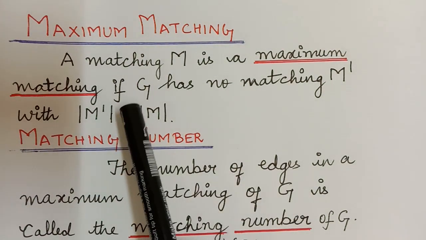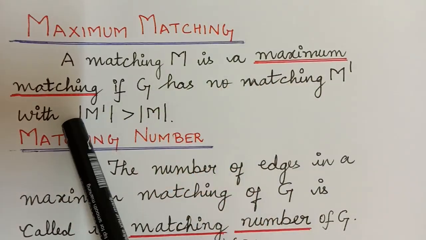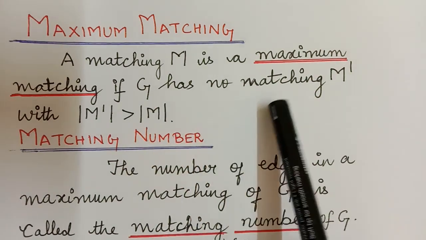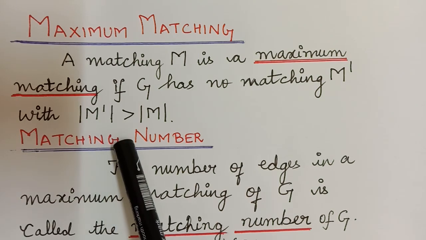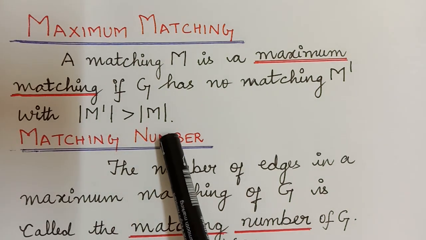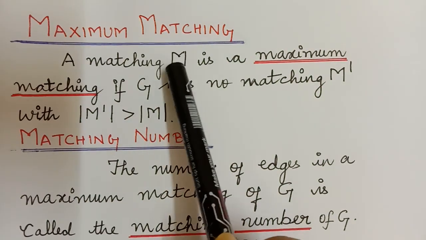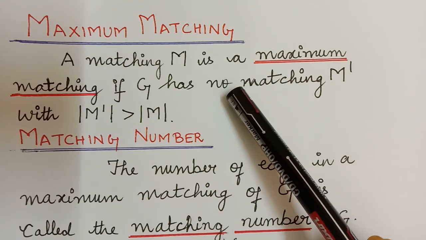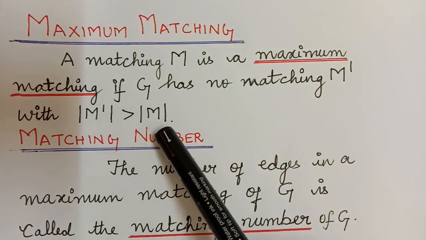Let's get started. A matching M is a maximum matching if G has no matching M' with |M'| greater than |M|. That is, in the graph G, the matching M will be said to be a maximum matching if there is no other matching whose cardinality is greater than the matching M.